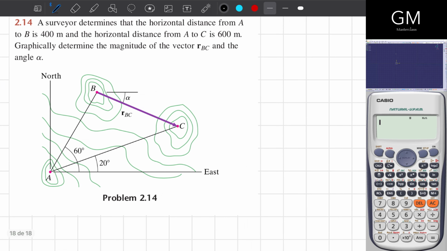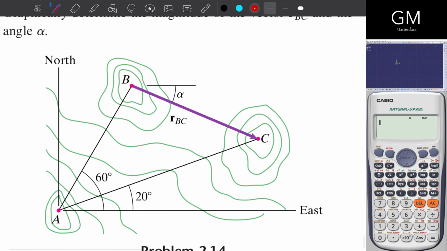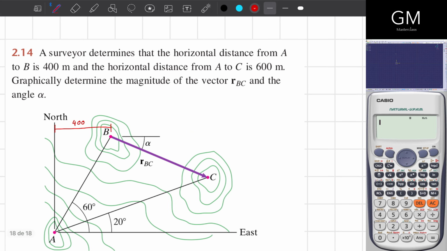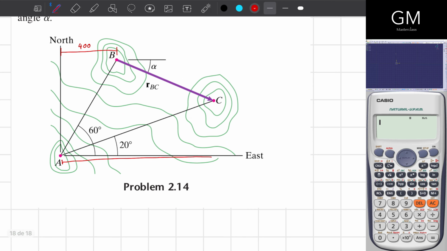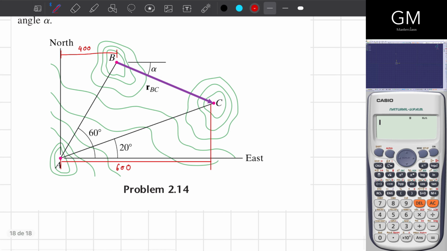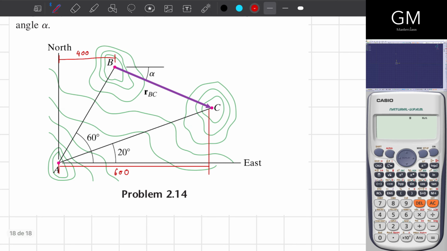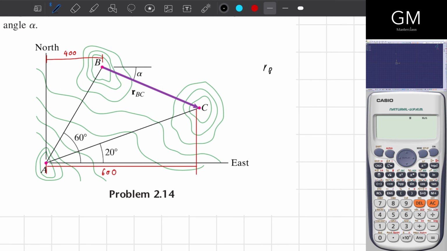The exercise is telling me that the horizontal distance from A to B is 400 meters. I can see right here that the horizontal distance from A to B is 400, and it is also saying that the horizontal distance from A to C is equal to 600. They give me these two angles, and I have to find the magnitude of RBC, and the angle alpha.